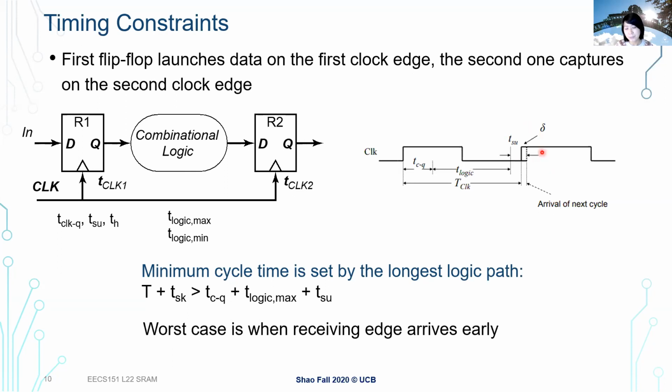So in this particular case, if my second clock, with the clock skew, arrives later, I have slightly more time to propagate this signal. So in this case, it actually helped us.